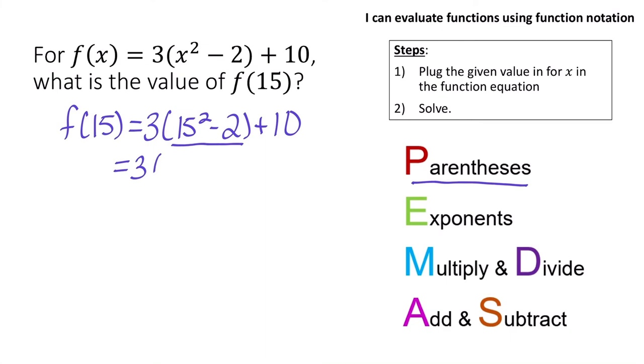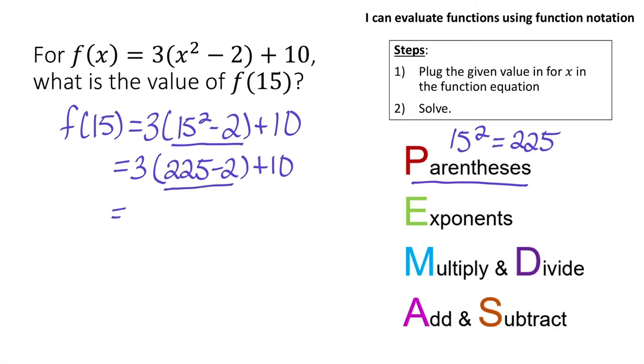So we're going to do the exponent before we do the subtraction. So we're going to start off by simplifying that 15 squared. And you can use your calculator for this. You can type in 15 squared, and it should tell you 225. So we're going to plug that in. So we have 225 minus 2, plus 10. We're not done simplifying what's within the parentheses yet, so we're going to continue with that. So we have 3 times (225 minus 2), which is 223, and then plus 10.